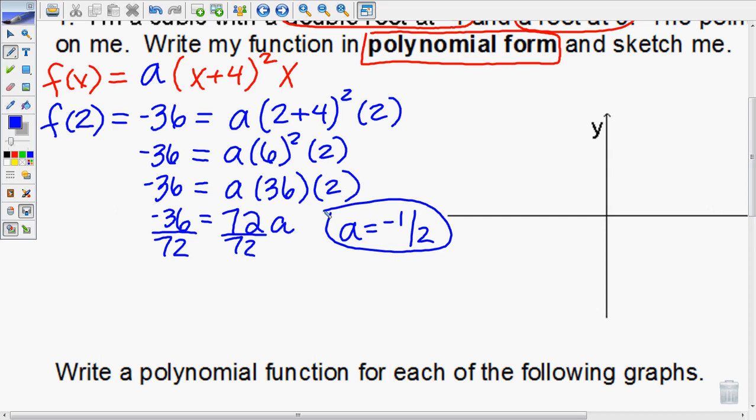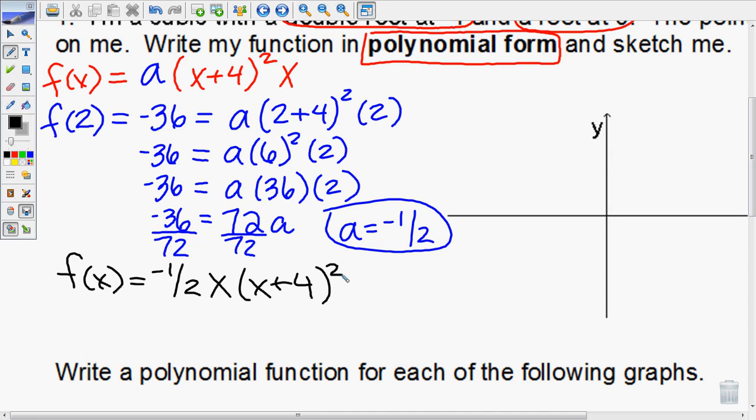So therefore my factored form polynomial, my A is actually f of x equals negative 1/2. I'm going to put x in front times x plus 4 squared. So that's my answer in factored form.